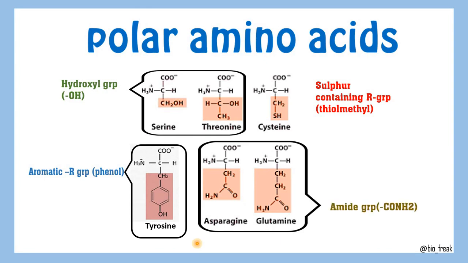They both have an amide group, CONH2. So this, what you can see over here, this is an amide group. This is also an amide group. So asparagine and glutamine, they both have an amide group and they are polar in nature.